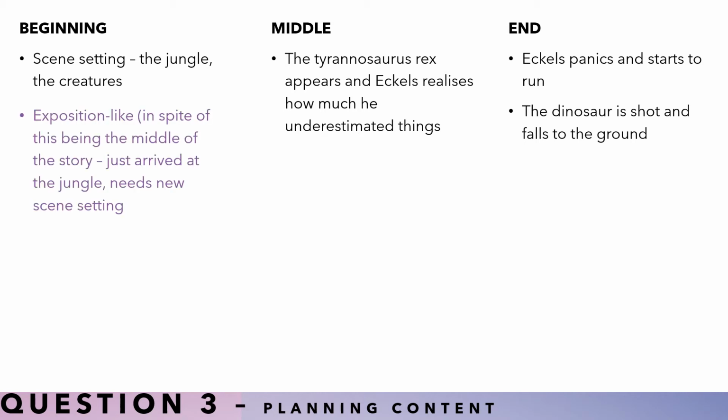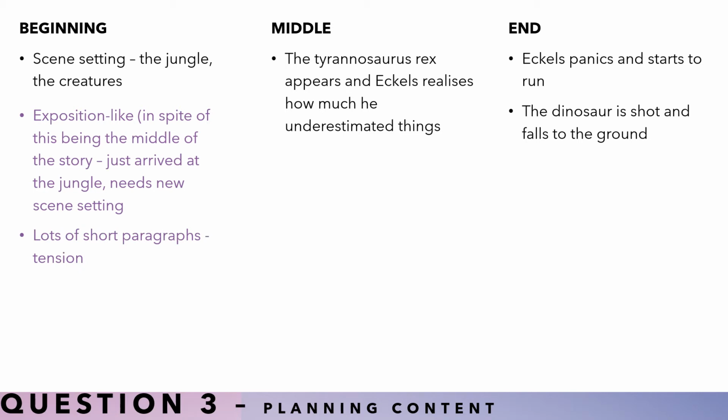So for example, at the beginning, there's a real feeling of exposition, in spite of this actually being the middle of the story. Now, actually, in this case, that seems really appropriate because these characters have just arrived at the jungle. It's a new setting, and so it is appropriate to have a kind of reframing of the exposition. So we need some scene setting to reflect the fact that we're in a new place.